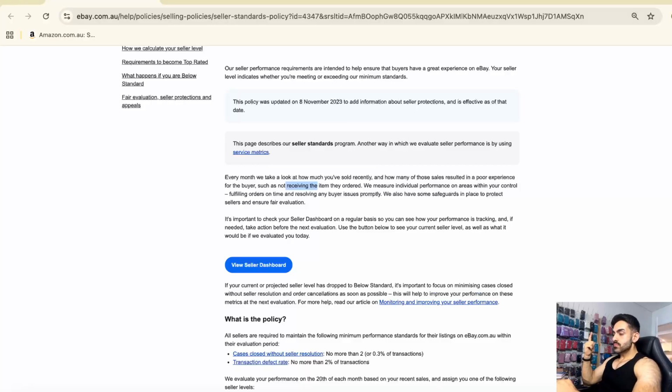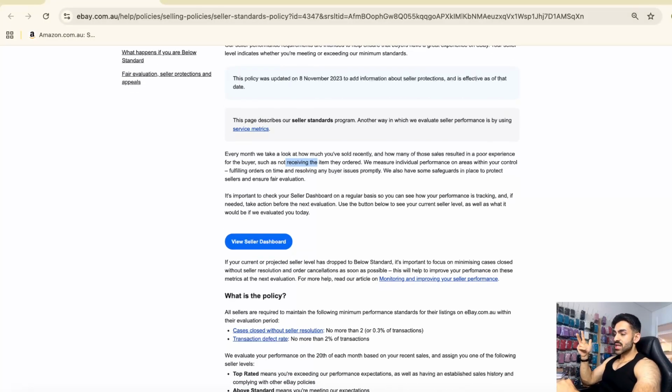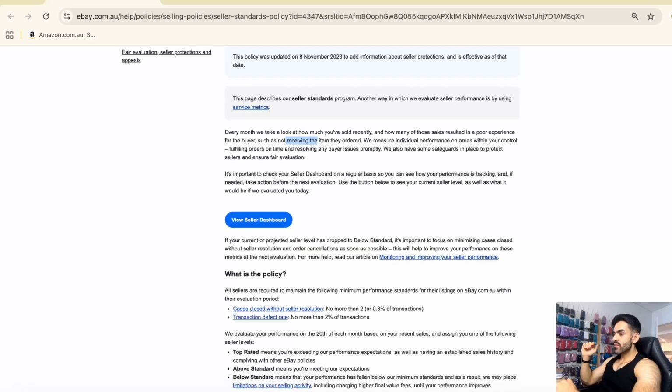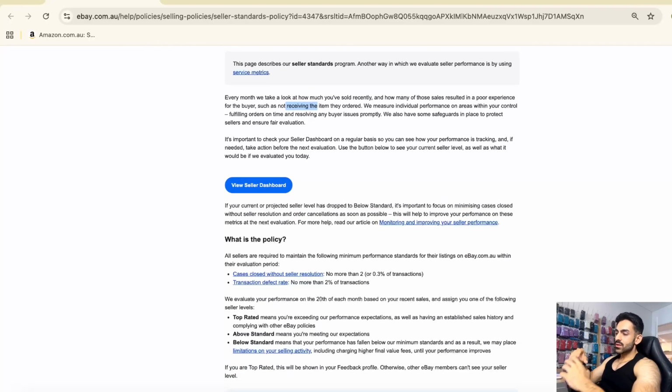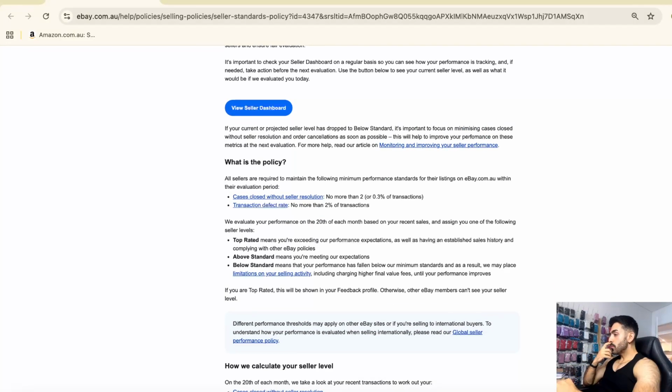Okay, moving on. It's important to check your seller dashboard on a regular basis. It's basically saying check it regularly. So if you're seeing any item not received cases, just know that you're going down, so do everything that you can to fix it. Okay, moving on.